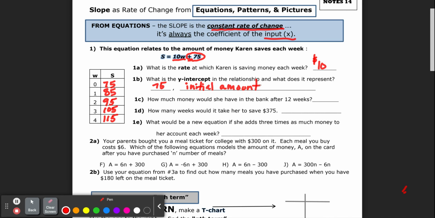1C, how much money would she have in the bank after 12 weeks? So you would put 12 in place of the W. So 10 times 12 is 120. So let's see, that would be 120 and 75. So that would be 195.